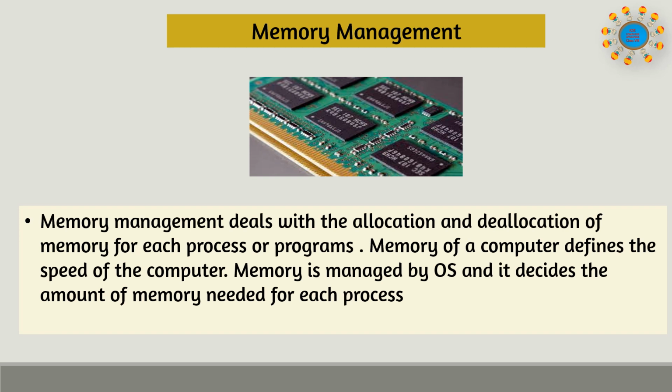Whenever a work is coming, the memory will be allocated by using the memory management system, and then when the work is completed, that much memory is released so that this memory can be used for any other process. All these things are managed by the memory management system, and it decides the amount of memory needed for each process. For each work, how much memory we have to give.